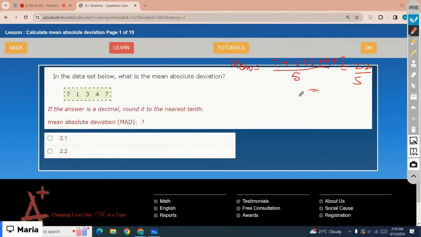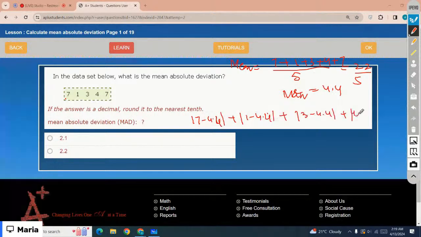The mean is 4.4. Now, the second step is you have to subtract each value from the mean. You have to do 7 minus 4.4 and calculate the absolute value, right? Then add 1 minus 4.4 and 3 minus 4.4. Now the next one is 4 minus 4.4. The next one is 7 minus 4.4, right?